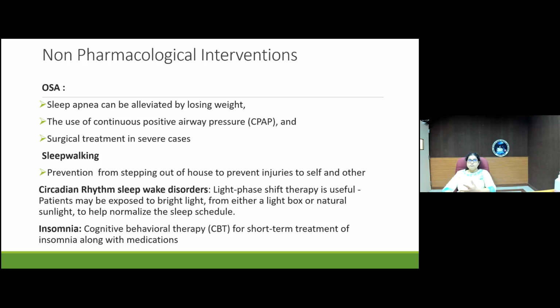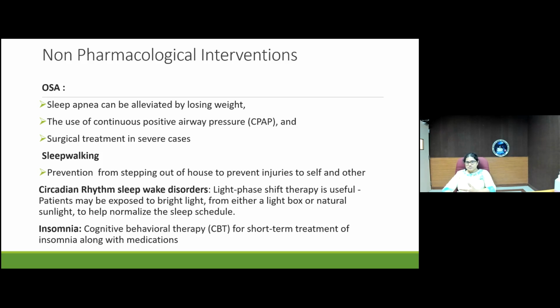For sleepwalking, the drugs are partially helpful, but prevention is what is important. Prevention in terms of preventing hurt to others or to self through locking the doors, locking the windows, always having somebody around in the vicinity where the person sleeps, and preferably taking away all the objects such as knives and loose clothes around the individual for preventing any harm to self.